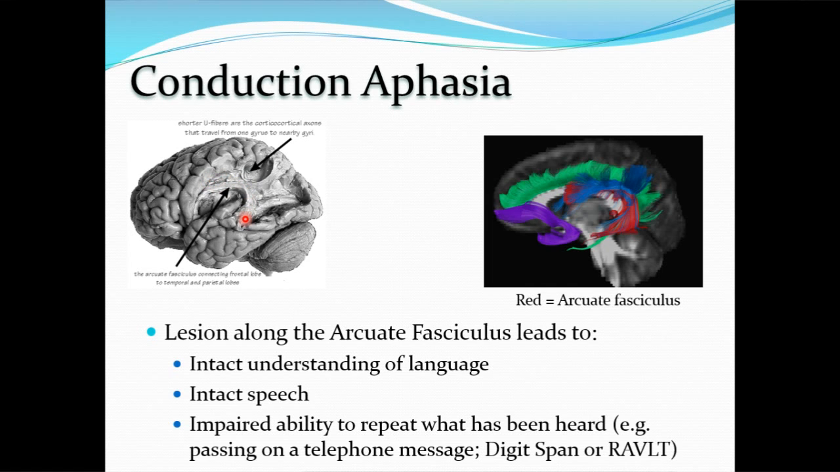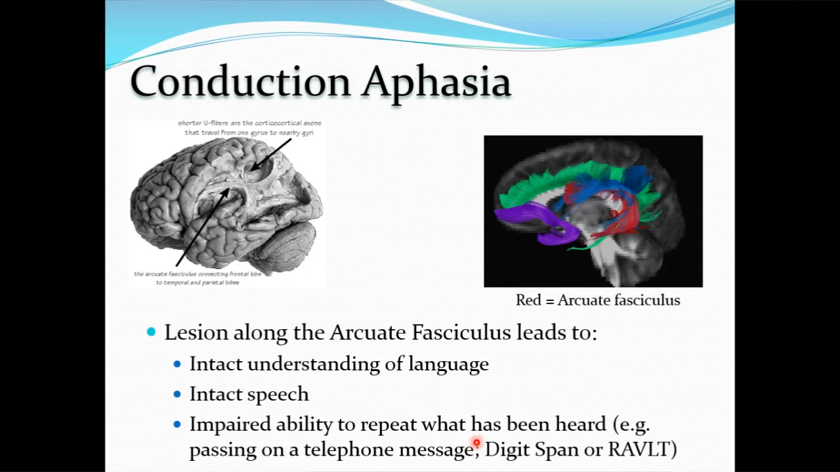That's the arcuate fasciculus. Now, if a person has damage along there, your Wernicke's area is intact, your Broca's area is intact. So you understand language and you can speak. However, there's an impaired ability to repeat what has been heard. So if you say, repeat after me, they're not able to do that because this pathway has been damaged from the hearing and understanding to the speaking.